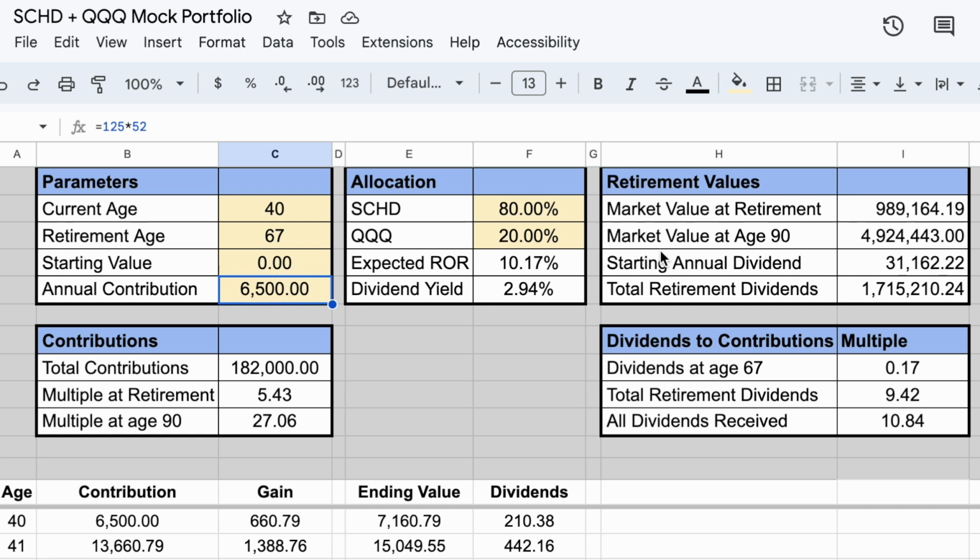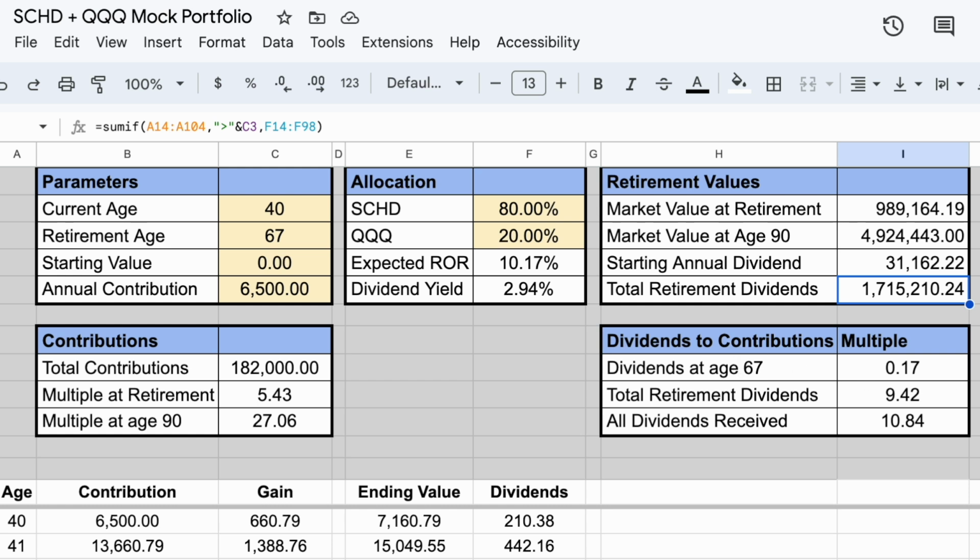Not a major increase, but the value of the portfolio at retirement would now be about $200,000 higher, a pretty substantial increase. The market value at age 90 would also increase by nearly $1 million, and both the starting annual dividend and total retirement dividend income would increase sizably as well. I think this calculator is pretty cool, as it can give you an idea of what you can achieve with a simple investment strategy, and how small changes can have a major impact on the final results.